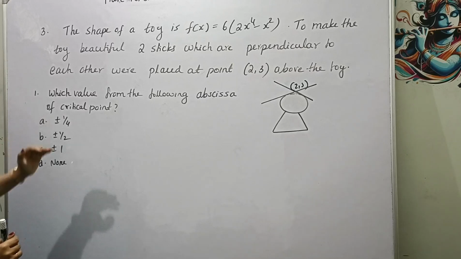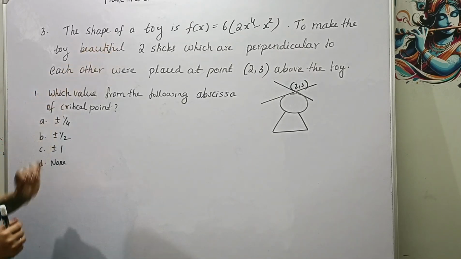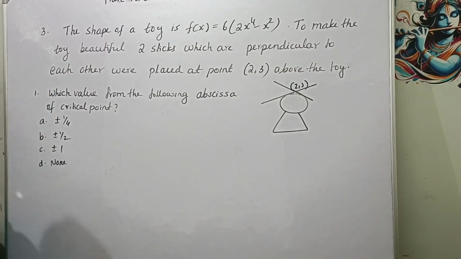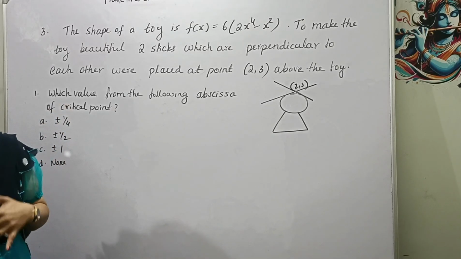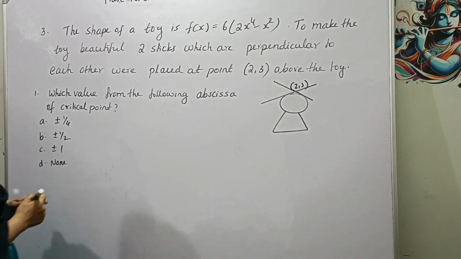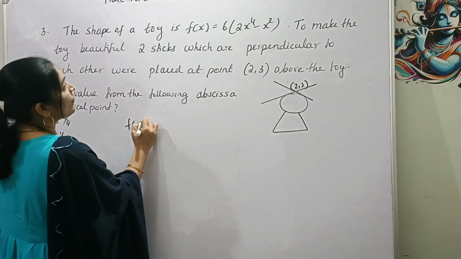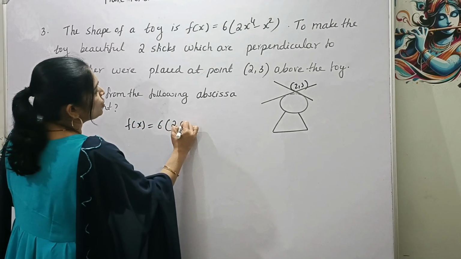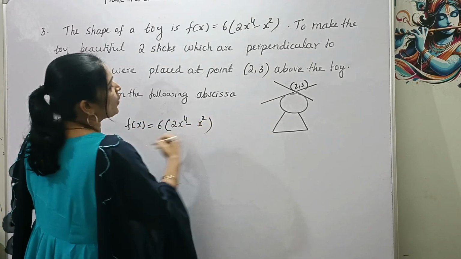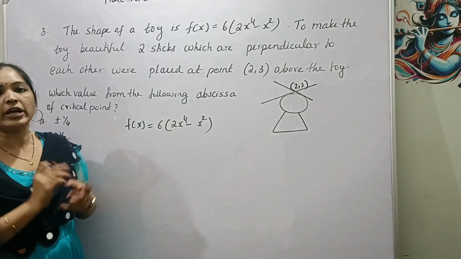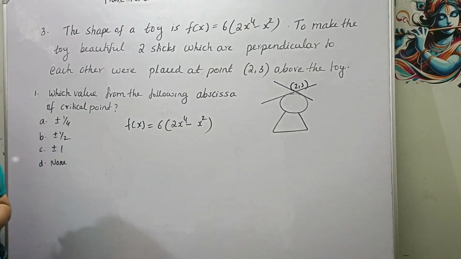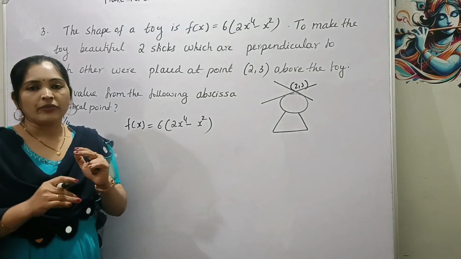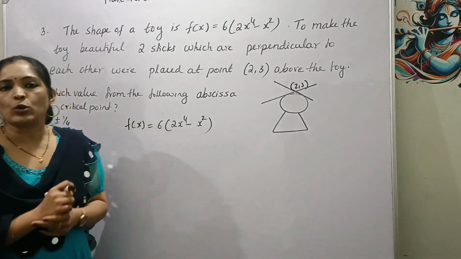So the first question based on this information: which value from the following is the abscissa of the critical point? How to find a critical point? See here, what is f of x? f of x is equal to 6 into 2x raised to 4 minus x square. It is the function, the shape of the toy. So here we need to find the critical point, right? To find the critical point, we have to put f dash of x equal to 0.